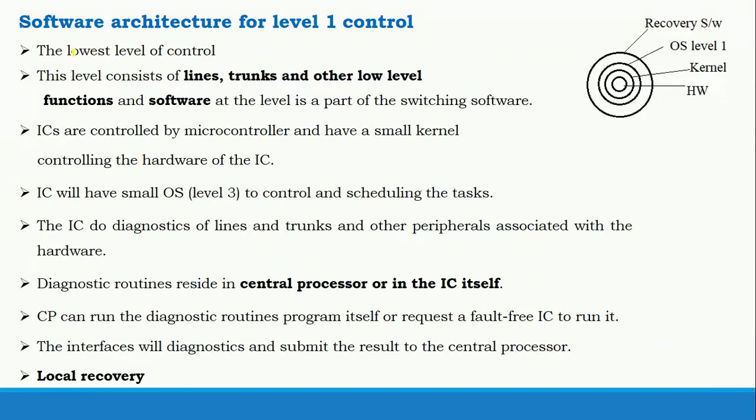The same thing is listed here. You can observe: lowest level of control, lines, trunks and other low level functions, and it has a small microcontroller which is included in an IC, and it has operating system level 1, and the IC does diagnostics of lines and trunks, same thing. And after diagnosing, a central processor may take control of that, and usually the central processor can run the diagnostic program and it will request an IC to run it. That means you can replace it also. And it has local recovery. Why is it local recovery? Because it is a lower level of the switching system, where you can replace that component.